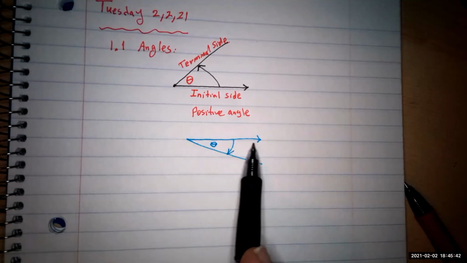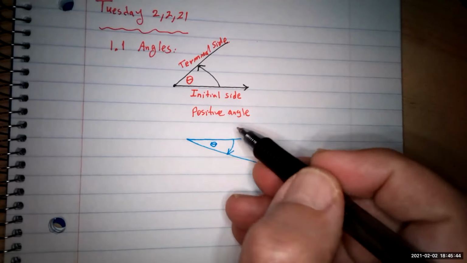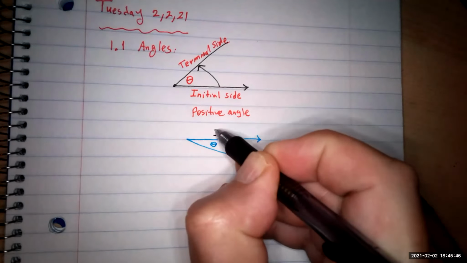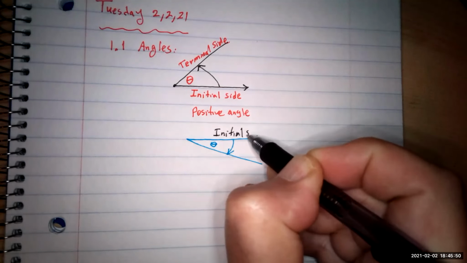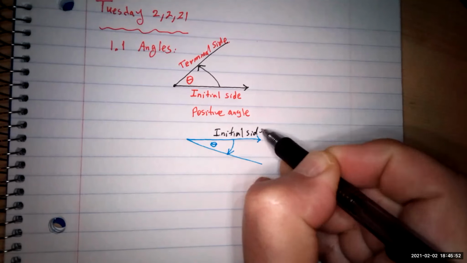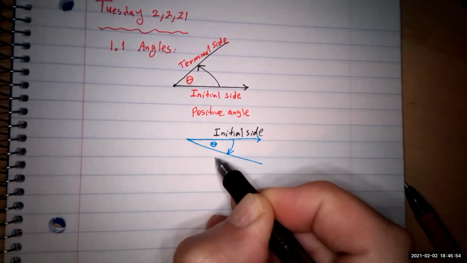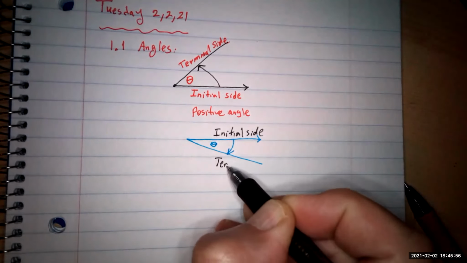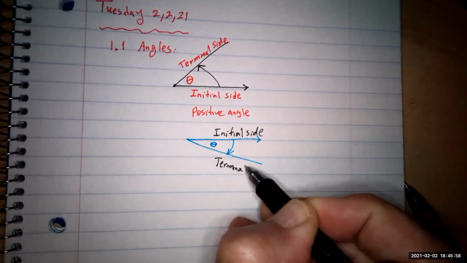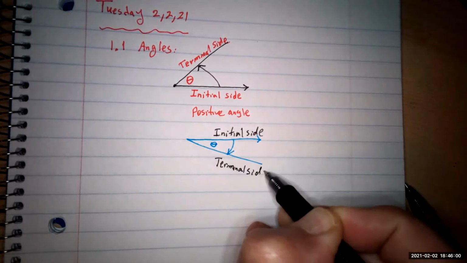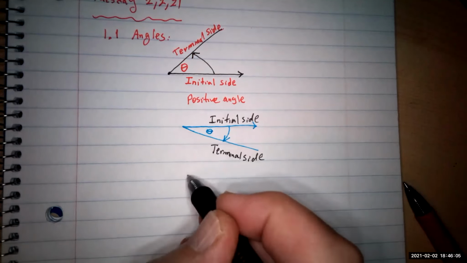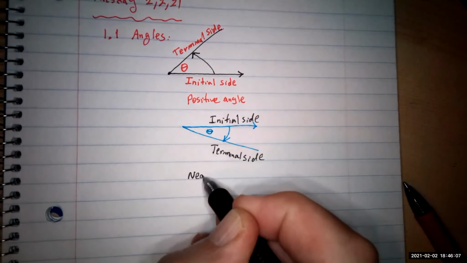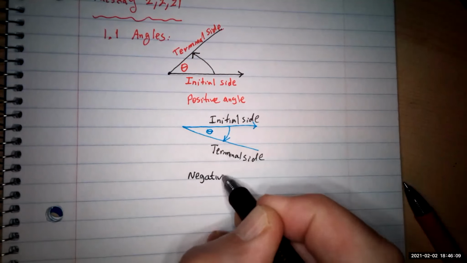This part, again, is the initial side, the starting point. Then you go in this direction and end up with the terminal side. So that would be a representation for the negative angle. This is a negative angle.